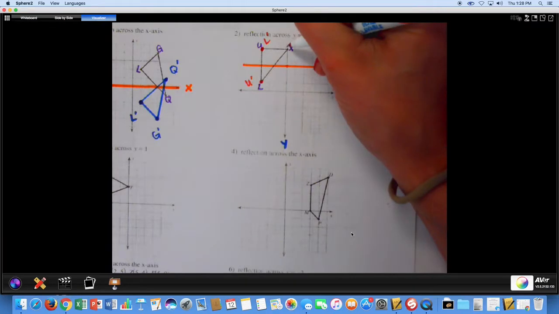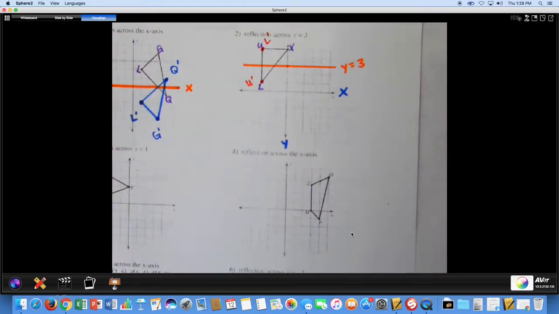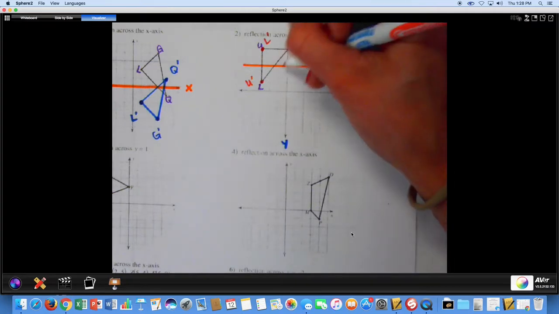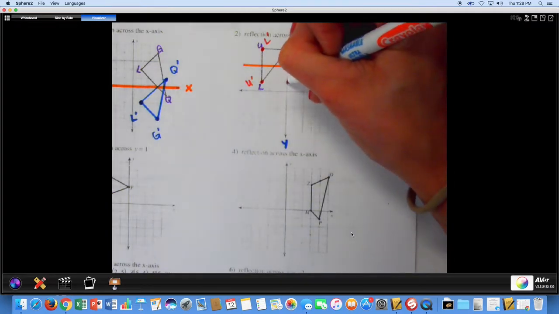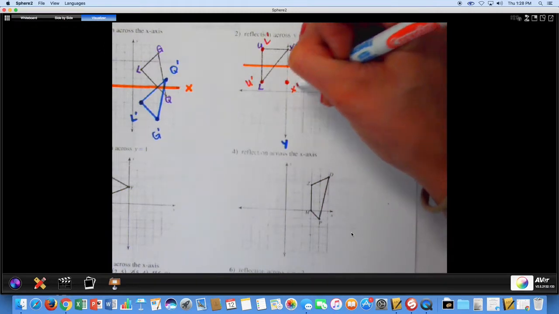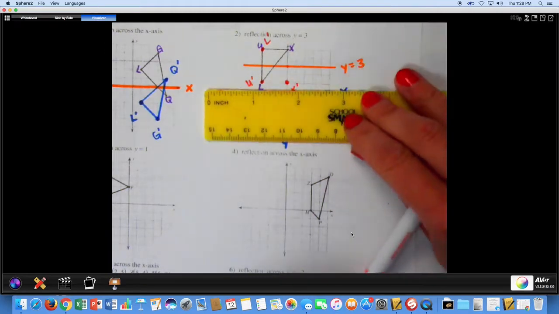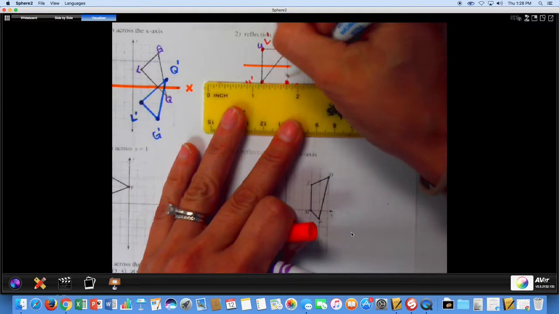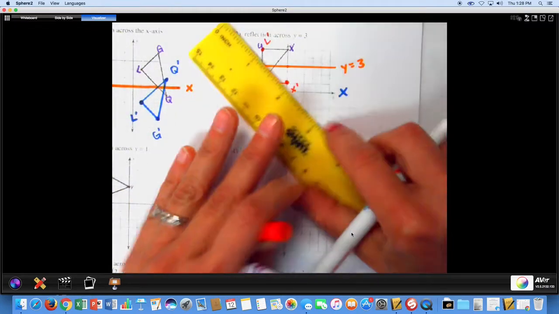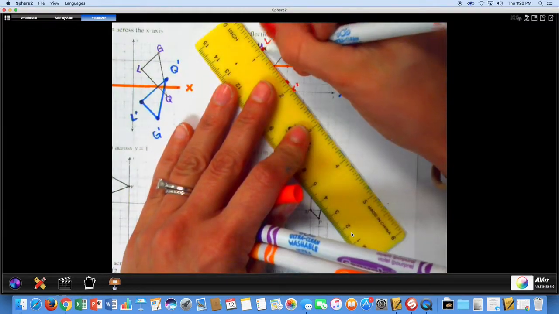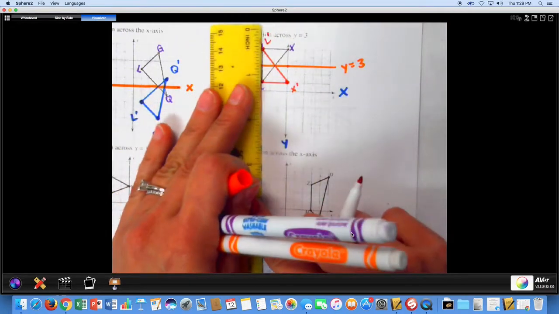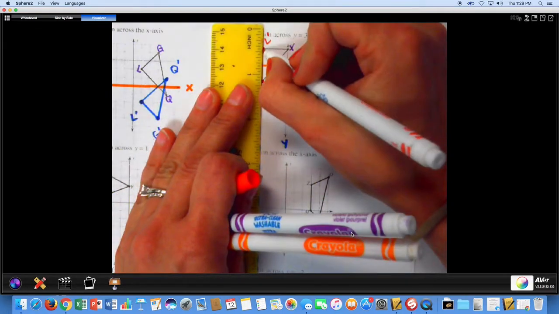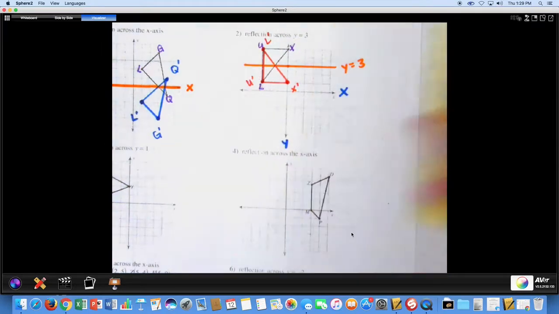And last but not least, we have X, which is 2 units above our orange line. We need to reflect it 2 units below. So here's X prime. And now let's reconnect. My dots are red so you can easily see them. I'm going to reconnect my primes. And guess what? It is going to look identical. It is just flipped the other way, and it's overlapping quite a bit. Again, that's okay. That's what we want.